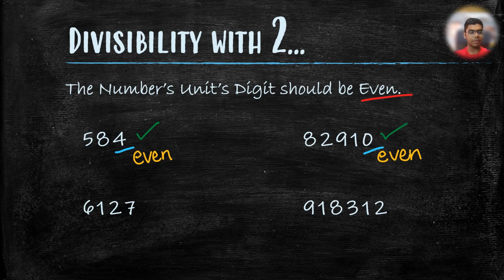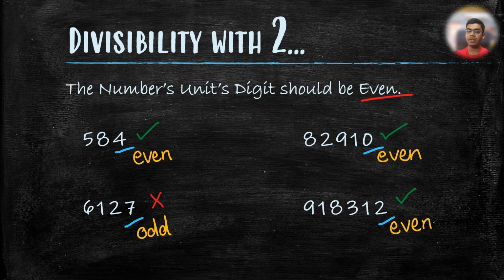In a third example, 6127, the units digit is 7, which is odd. Therefore, this number is not divisible by 2. For a final example, although it's a bit long, we can find out if it's divisible by 2 in a few seconds, looking at the units digit, which is 2. 2 is even. That means this number is divisible by 2.